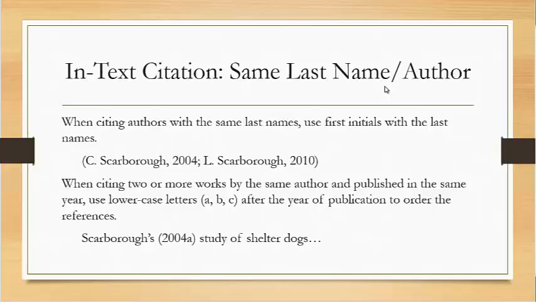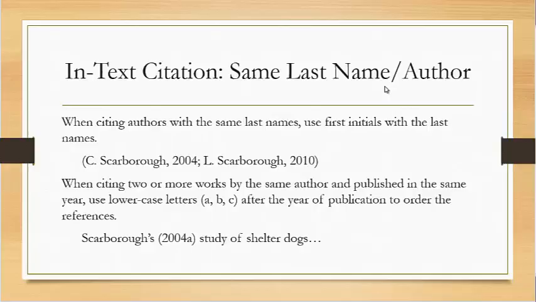All right, if you are citing something and there are multiple authors with the same last name, be sure to include their first initial followed by their last name. For example, if there are two different Scarboroughs that published a paper, a C. Scarborough and an L. Scarborough, make sure you include their first initial so we know which Scarborough you're referring to.